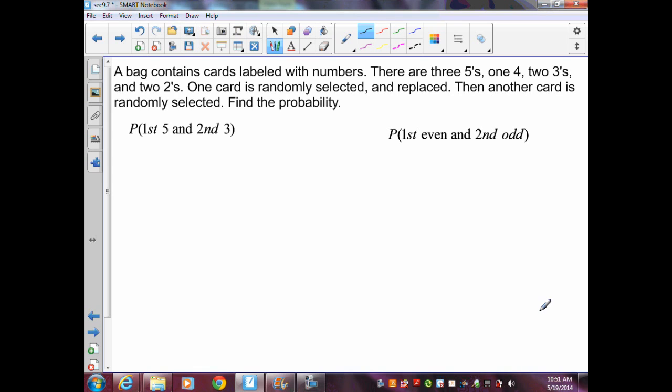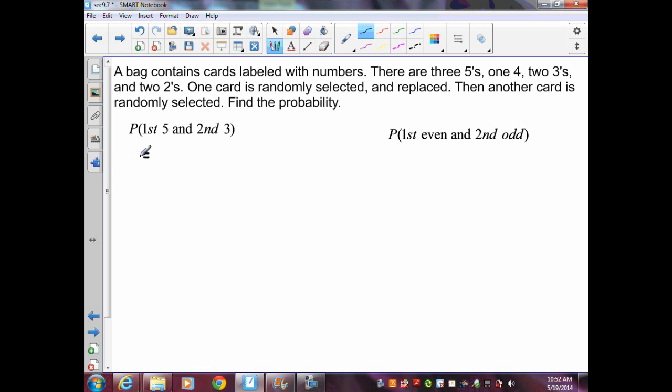A bag contains cards labeled with numbers. There are 3 5s, 1 4, 2 3s, and 2 2s. One card is randomly selected and replaced. Then another card is randomly selected. Find the probability. Since it's going to be replaced, we know that this is going to be an independent probability. Our first one is we want to find the probability of the first card is a 5 and the second card is a 3.